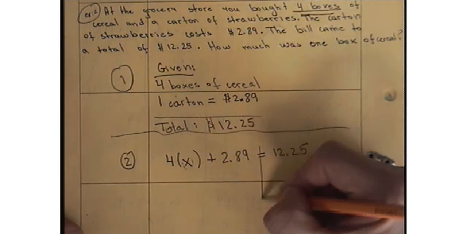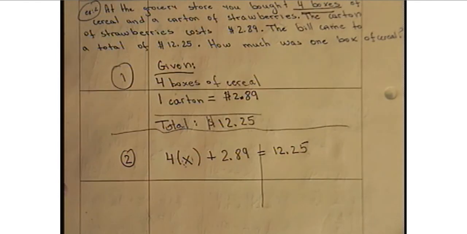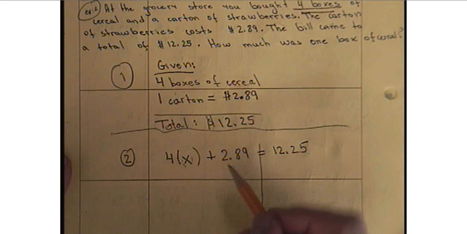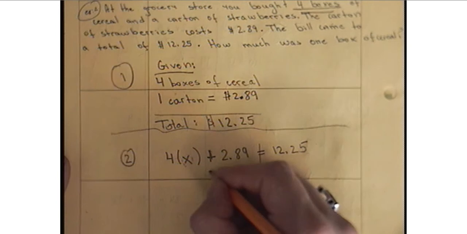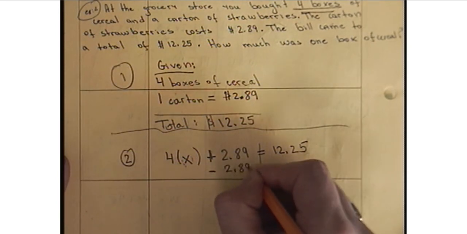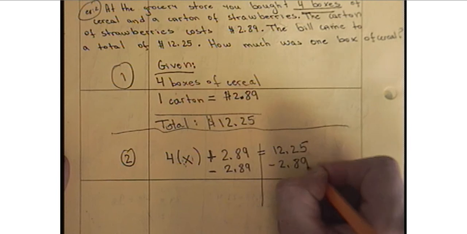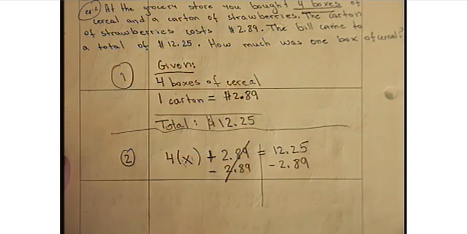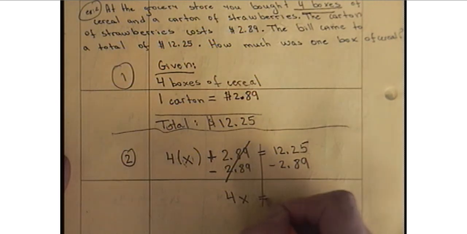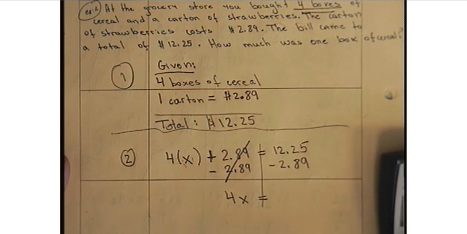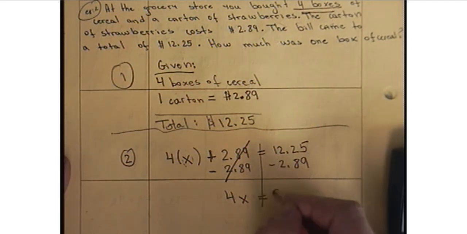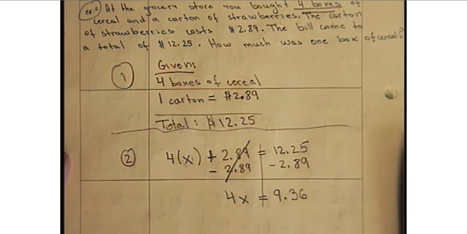How do we get the price of a box of cereal? Well, we just need to solve this equation. So let's solve the equation. We are solving for x. Remember, the number that is added or subtracted needs to go away first. So I will say minus 2.89 here, minus 2.89. Those two cancel. We have 4x is equal to, now I'm going to use my calculator. You can definitely have yours in front of you. 12.25 minus 2.89 equals 9.36.